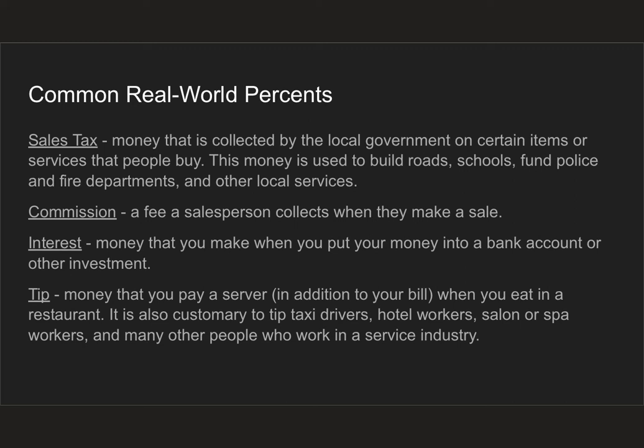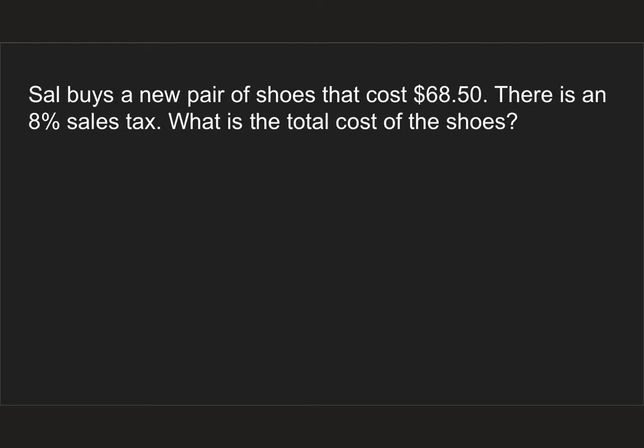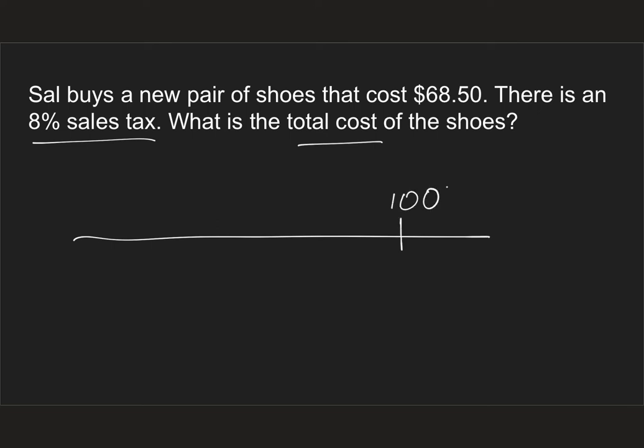Okay, so Sal buys a new pair of shoes that cost $68.50. There's an 8% sales tax. What is the total cost of the shoes? So we need to find 8% because that's the sales tax, which is added onto the cost. So what is 100%? This is the cost of the shoes. $68.50. Good. What's 10%? We divide by 10. Everybody moves down a place value. $6.85.